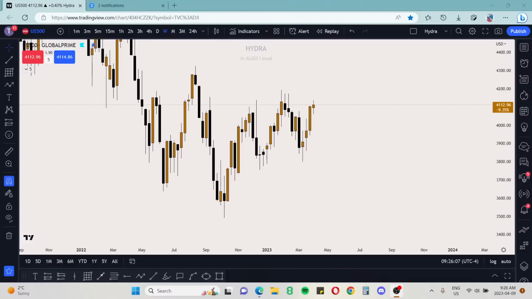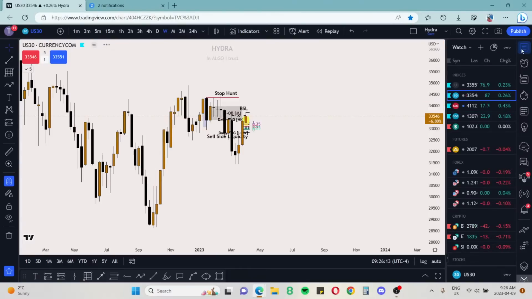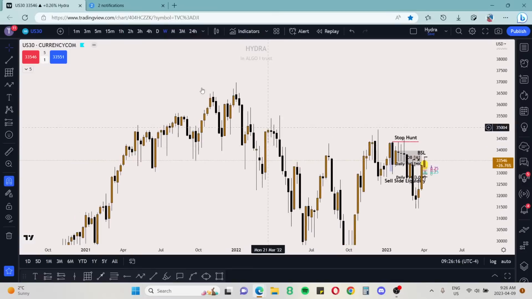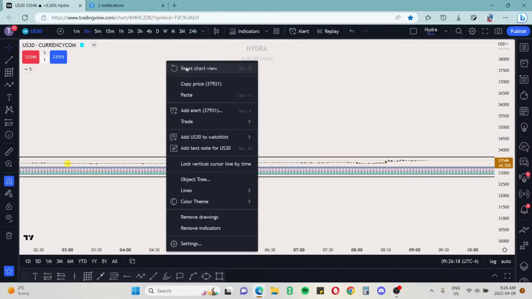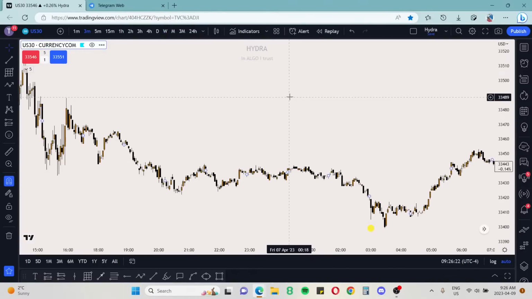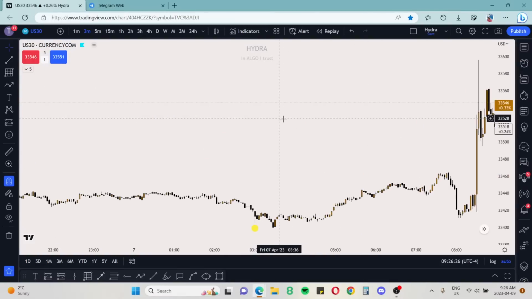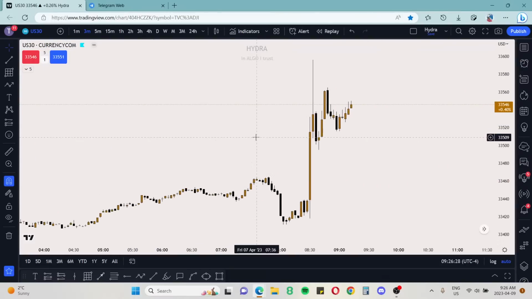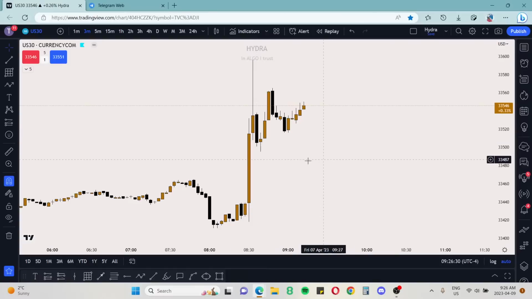Okay, unknown legend is asking, do you take the turtle soup setup? Bro, you are the one asking that, I can't believe it, right? I take trades based on the breaker block. So what is a breaker block? A breaker block is basically a turtle soup. Without a turtle soup, you will never have a breaker block. So if you understand the concept of breaker block and turtle soup, then it's not a question that you would want to ask.